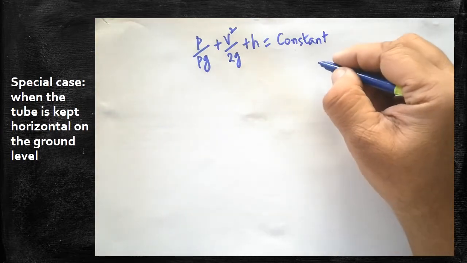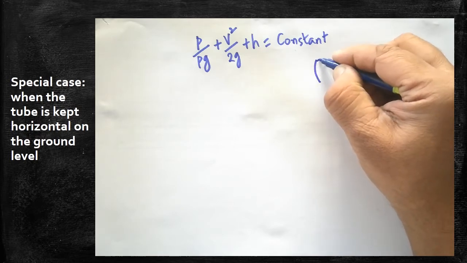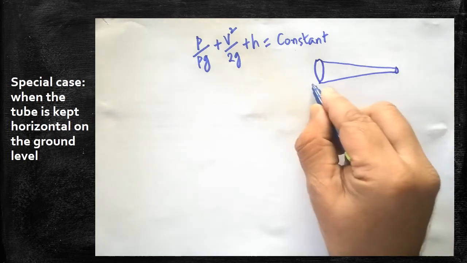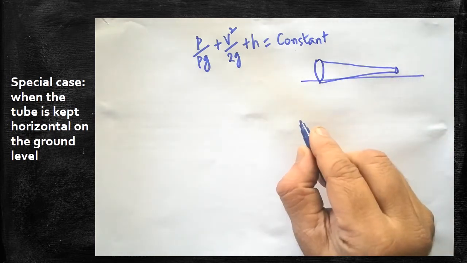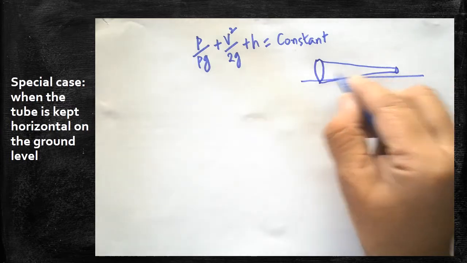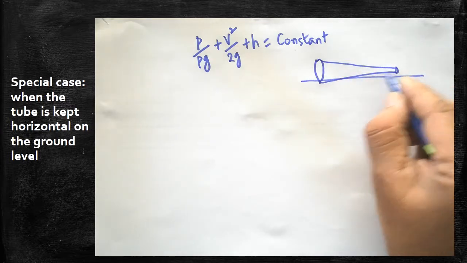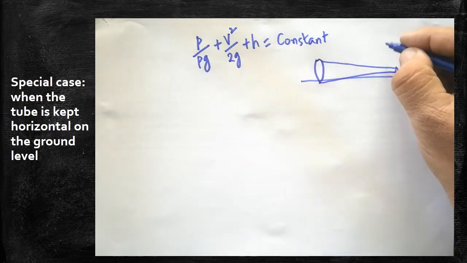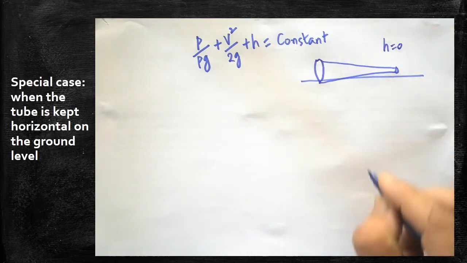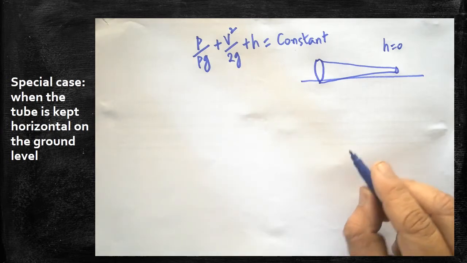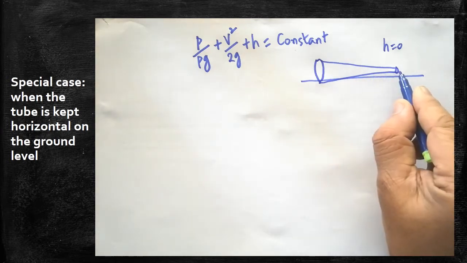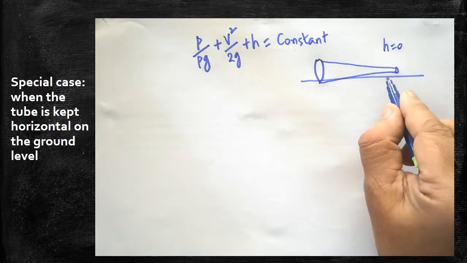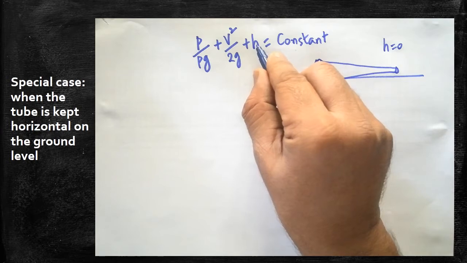Sometimes what will happen, the pipe, if it is kept horizontally on the ground level like this, what happens? It is kept on the surface itself. Therefore, both the two ends, A end and B end, are very close to the ground. So the H factor, that height factor, becomes 0. This is one of the important cases. Are you clear? Since height is not there, both the two ends are very close to the ground. So instead of H, we can substitute 0 here.